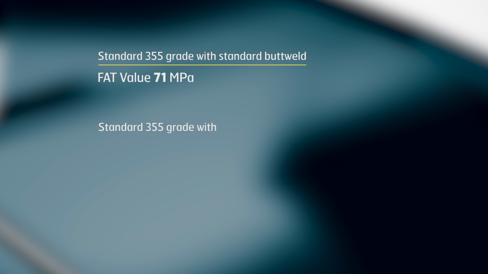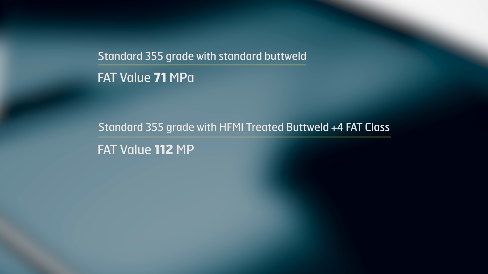These are the recommendations that IIW have done investigating the performance of welds with HFMI treatment. If you look at the standard 355 grade with a common normal butt weld, the FAT value is 71 megapascal. If you have the same grade and do an HFMI treatment to the weld toe, the FAT value will go up from 71 megapascal to 112 for FAT class.